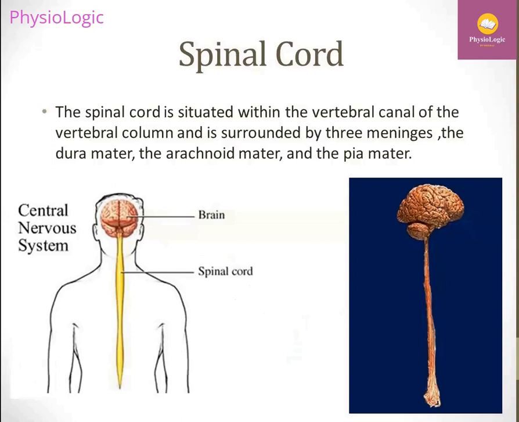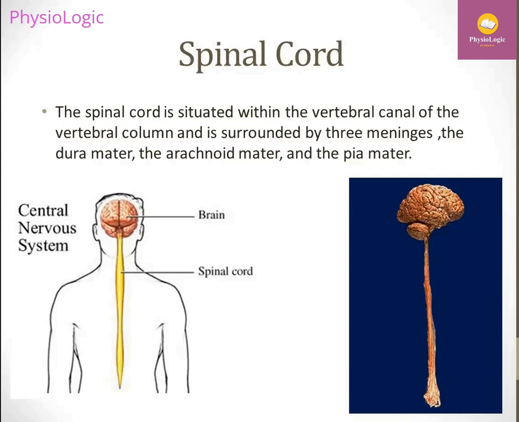Done with the basic terminologies of the brain, the basic parts of the brain, and then the next structure that starts beneath foramen magnum and continues in our vertebral column is your spinal cord. So it is situated within the vertebral canal of the vertebral column, and it is surrounded by three meninges like the brain, and the meninges are dura mater, arachnoid mater, and the pia mater.